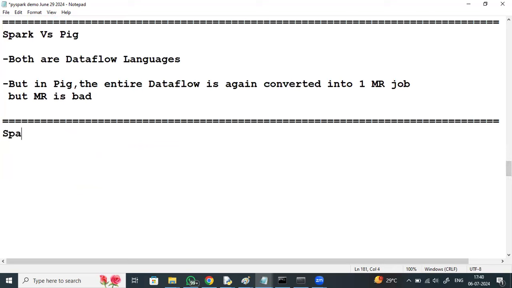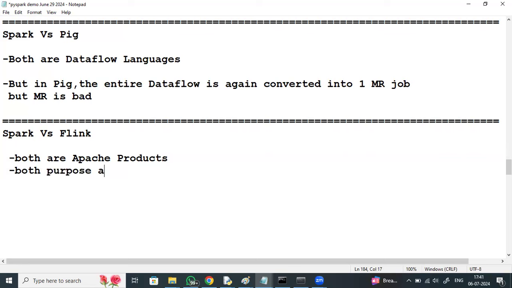There is one more Apache product, Flink. Spark and Flink. Have you heard about Flink? Both are Apache products. Around 2016-17, people who had just updated with Spark, immediately Apache introduced Flink. There was a talk that Flink is dominating Spark and Spark will be away from the market. Both have the same purpose and objective.